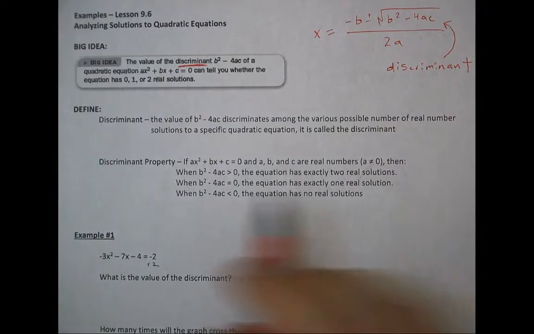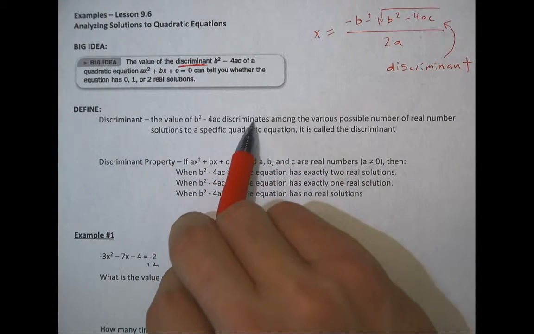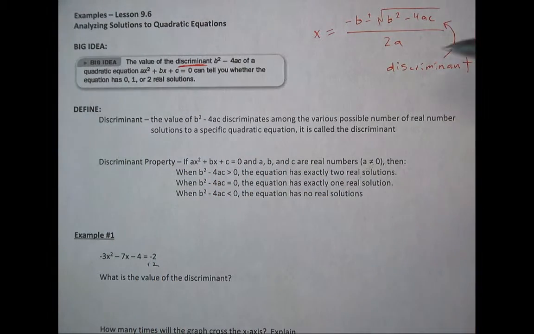The reason it is called that is because the discriminant discriminates among the various possible number of real number solutions to a specific equation. Whenever we ran through these equations, we didn't sit and analyze the number that we got inside the square root, but we did figure out at the end if there were 2 solutions, 1 solution, or no solution. We never brought it back and specifically analyzed it according to the discriminant. And this will actually tell you whether there's 1 or 2 or 0.